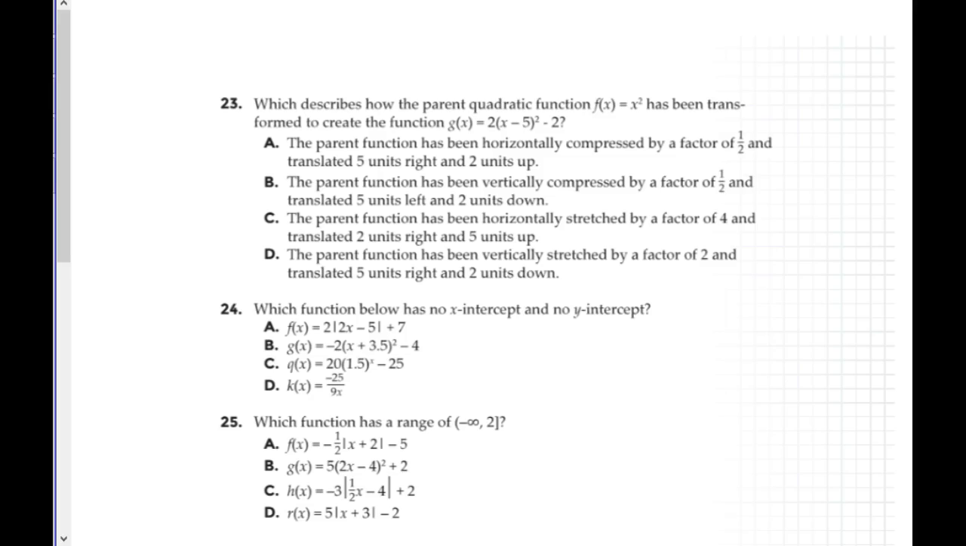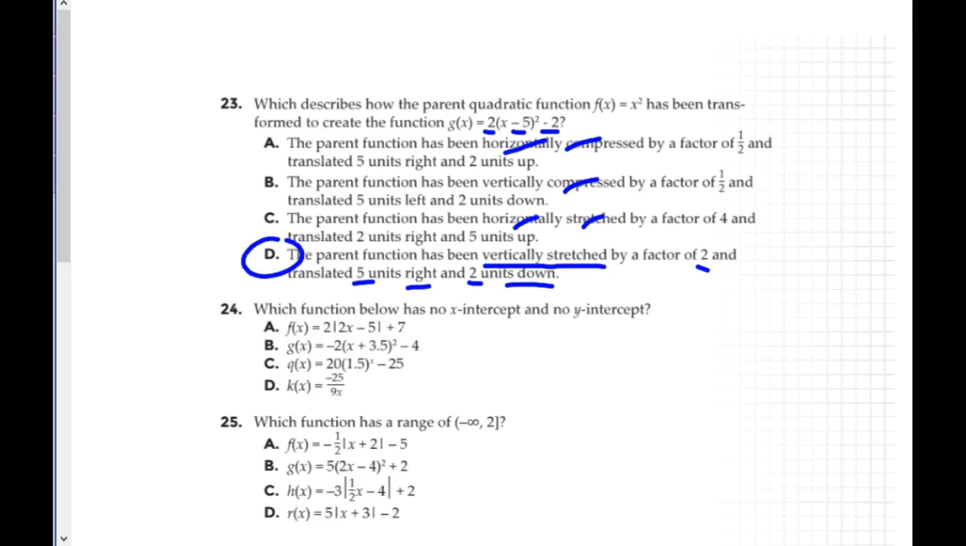Okay, last page. Woo! Alright, so what are the... Describe the transformation. Okay, so 2 at the front is a vertical stretch. So not horizontally compressed, not vertically compressed, not horizontally stretched, but vertically stretched. Yeah. And it should be not left 5, but right 5. And then down 2, 2, down. Alright, cool. So letter D.